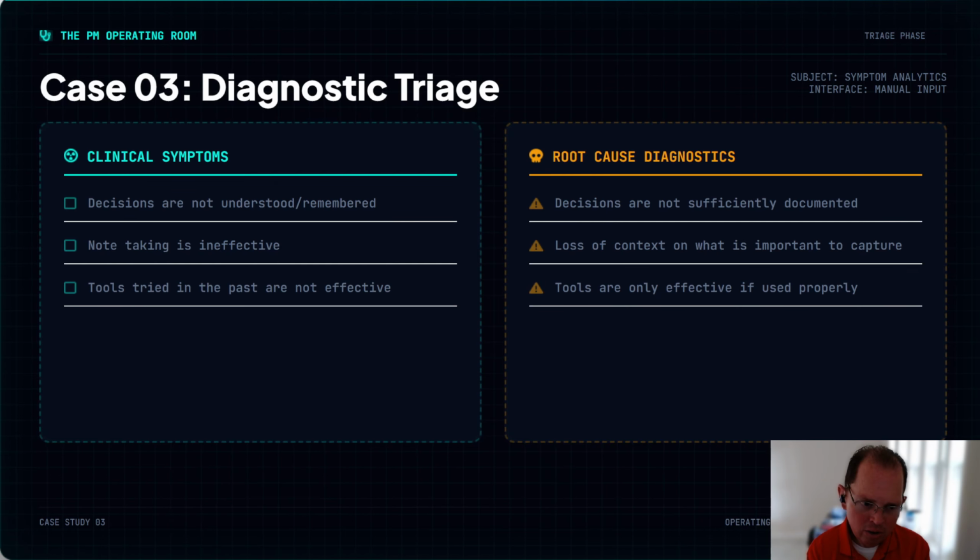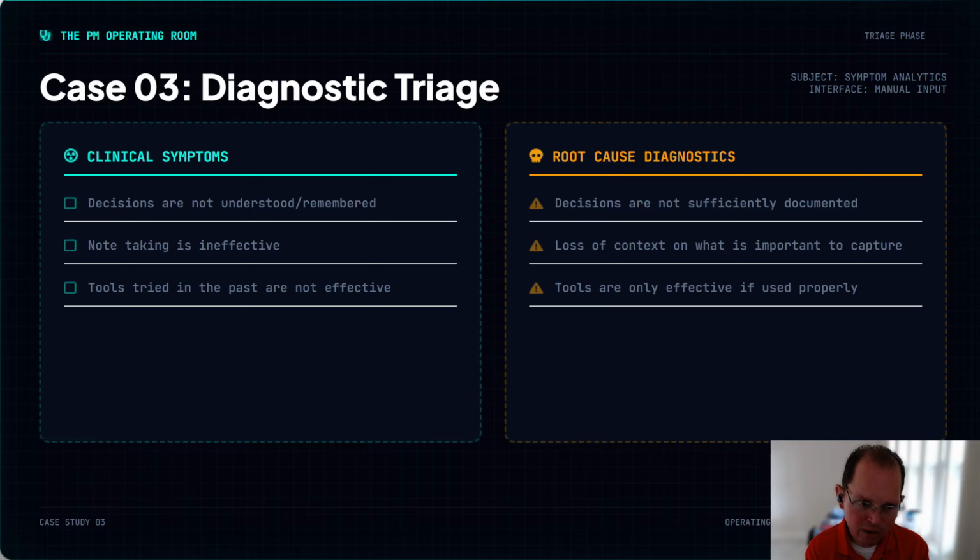All right, so what are the problems? The first problem is the obvious one: the decisions are not being understood or remembered. The second one is the note-taking, whether that's by the person in the meeting or by their Granola AI, is ineffective. And the third one is everything they tried prior to the current approach of having the note-taker and the Granola AI, those tools were not effective in the past. So those are the 3 problems.